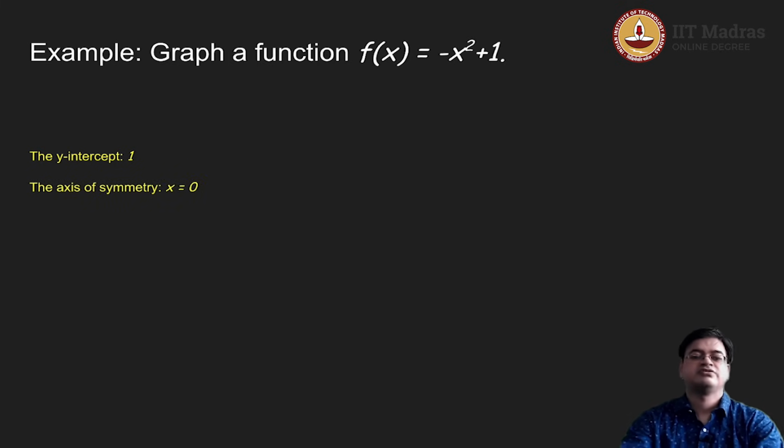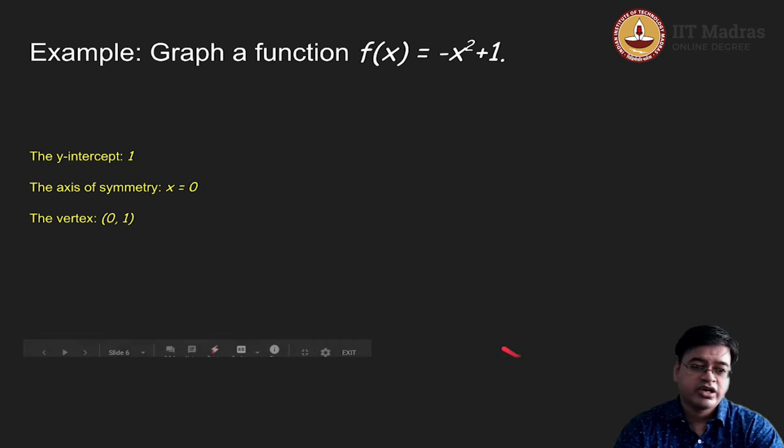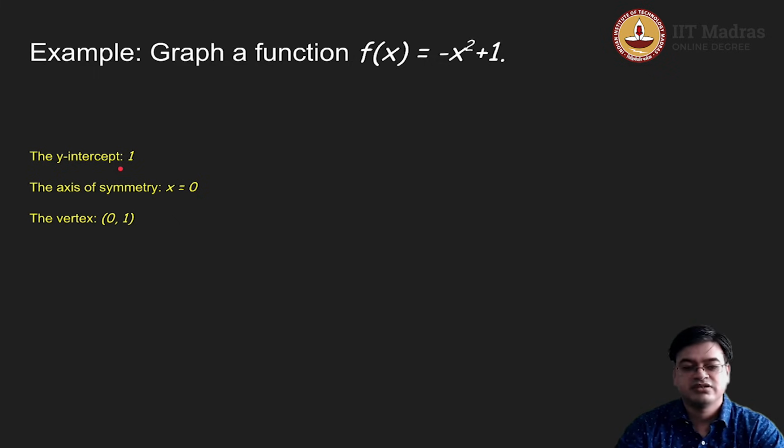So x is equal to 0 is the axis of symmetry. That is, the y-axis is the axis of symmetry for this particular function. And the vertex is (0, 1). In this case, we are not really getting much information, because what this is saying is that (0, 1) is the y-intercept. That is, (0, 1) is the coordinate. Axis of symmetry is 0. That means (0, 1) is the vertex as well.